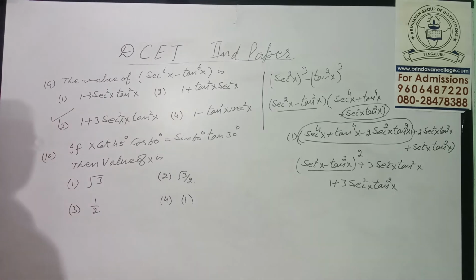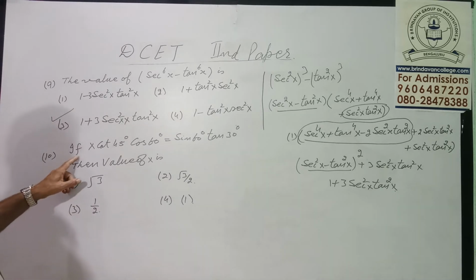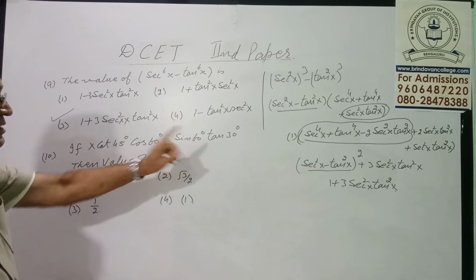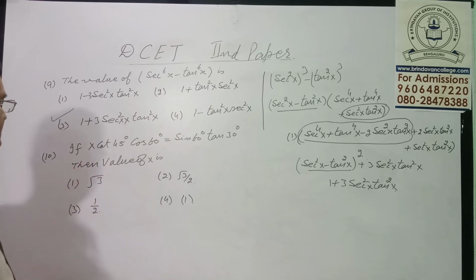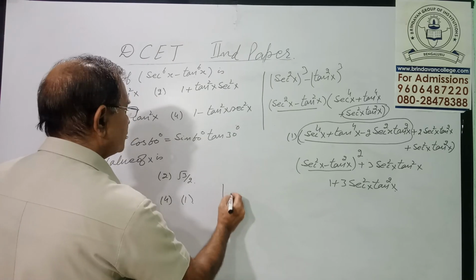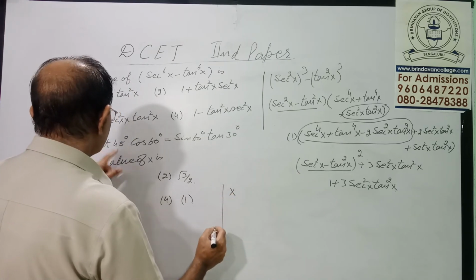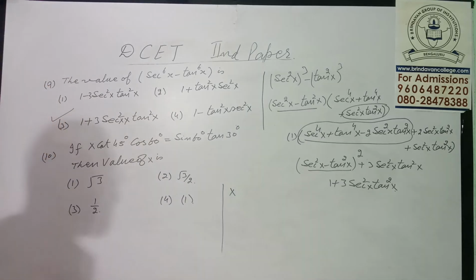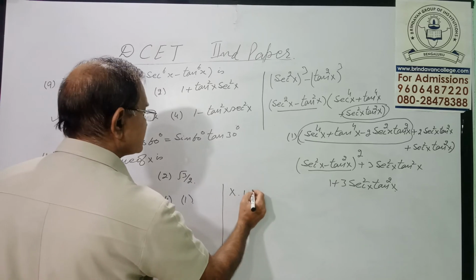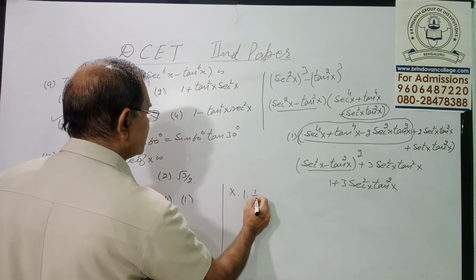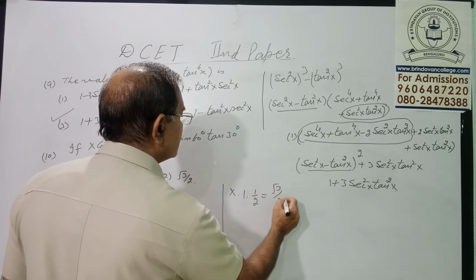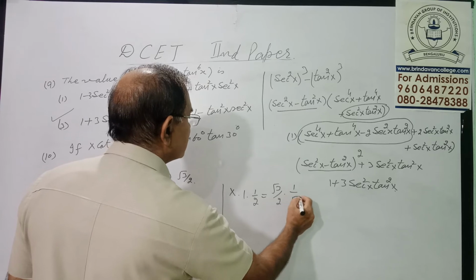So then come to 10th sum. If x cot 45 cos 60 equals sin 60 tan 30, then the value of x is. It means we want to find the value of x. How will we do that? Put the value of cot 45 degree. Cot 45, tan is 1, reciprocal cot is also 1. Cos 60 will be 1 by 2 equals sin 60, root 3 by 2, tan 30, 1 by root 3.